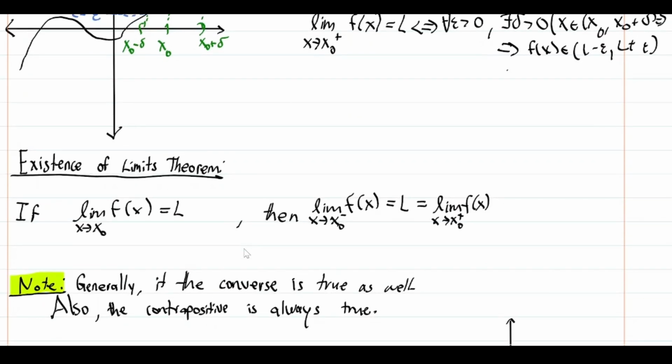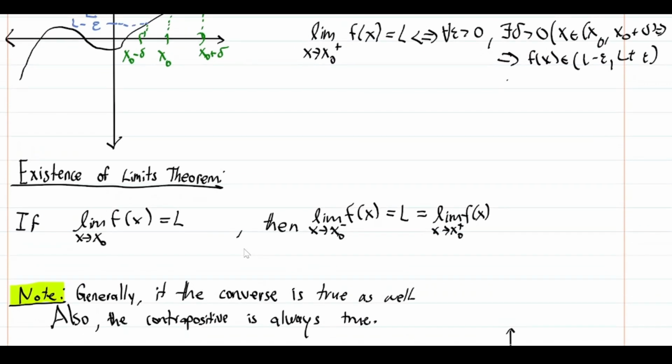They match. And generally, the converse is true. If we can prove that the side limits match, then we could say that the standard limit is equal to that. And also, considering the contrapositive is always true, we know that if the side limits don't match, or if one of them doesn't exist, the standard limit does not exist either.